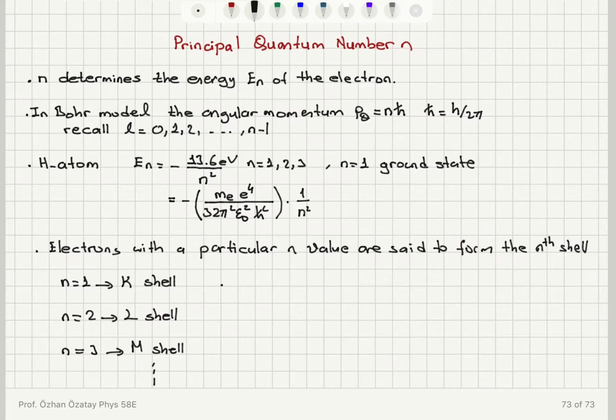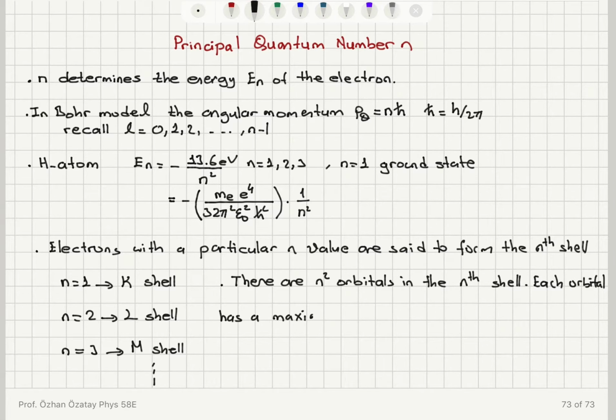So how many orbitals do we have in the nth shell? There are n squared orbitals in the nth shell, and each orbital holds a maximum of 2 electrons. And they have to be with opposite spins, but we will talk about that a little bit later.